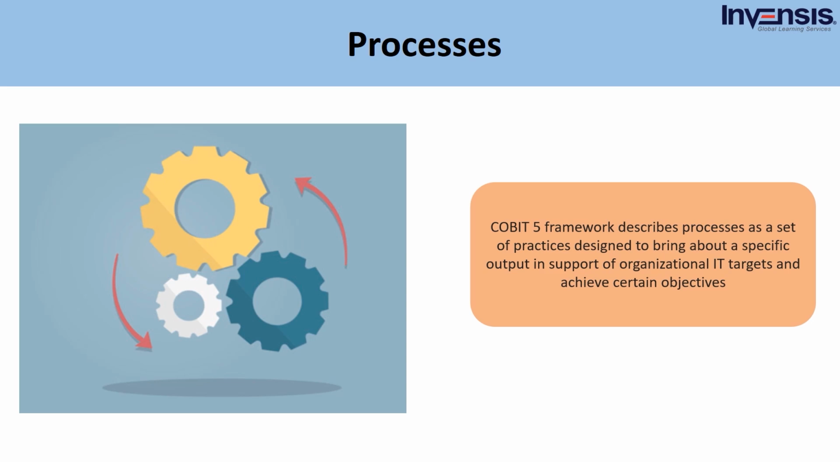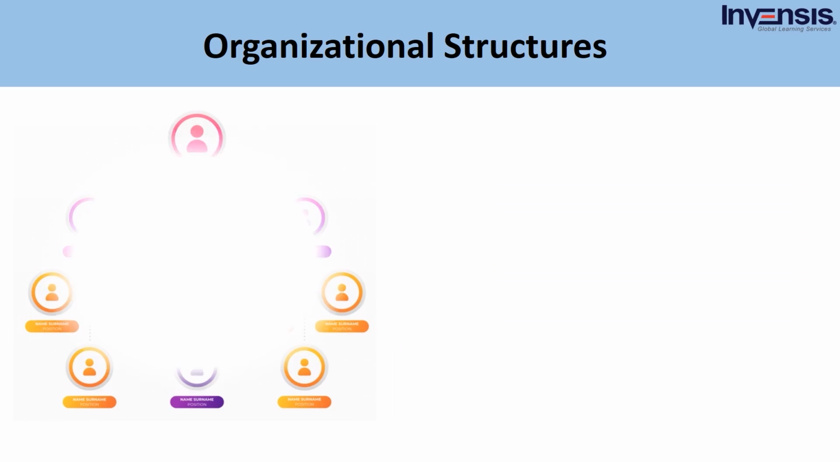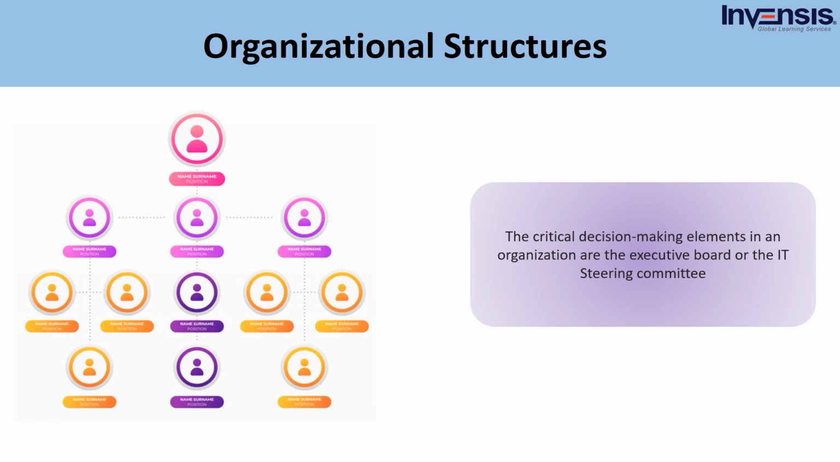COBIT 5 framework describes processes as a set of practices designed to bring about a specific output in support of organizational IT targets and achieve certain objectives. The third enabler is organizational structures. The critical decision-making elements in an organization are the executive board or the IT steering committee.